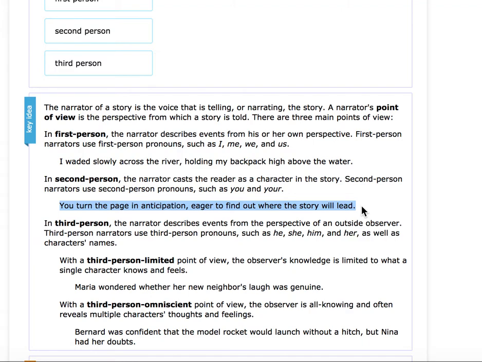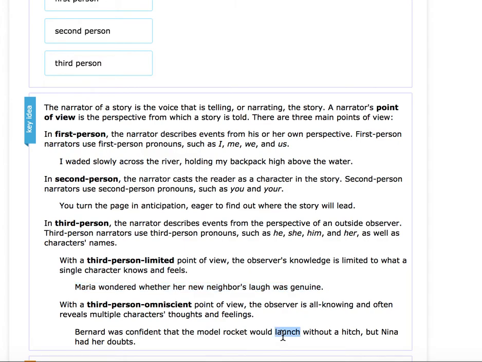You turn the page. Finally, third person, which has third person limited, where the observer's knowledge is limited to what a character knows and feels, or third-person omniscient, which knows everything. Maria wondered whether her new neighbor's laugh was genuine. This is third-person limited, because if it was omniscient, they would know what the neighbor was thinking of.